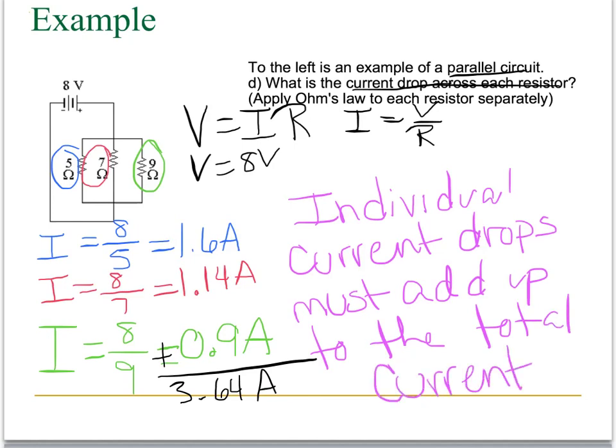When we looked at series circuits yesterday, we found that that was true for the voltage in each resistor. So, as we compare the two types of circuits, voltage and current are opposite of each other when we go from series to parallel. And resistance is kind of opposite itself in that we use the reciprocal.